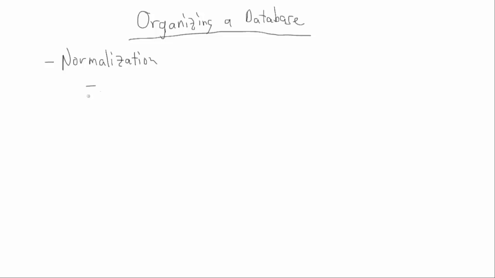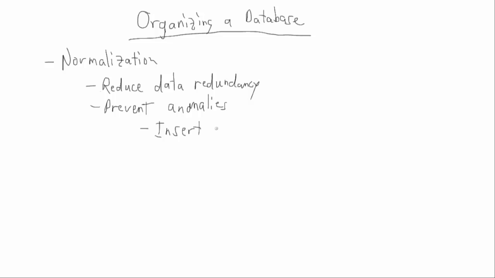So what do we mean when we say normalizing data? Well, basically we're trying to reduce data redundancy. And by reducing that data redundancy, we can help prevent a number of anomalies. First one's called an insert anomaly. One's called an update anomaly. And then we also have a deletion anomaly.